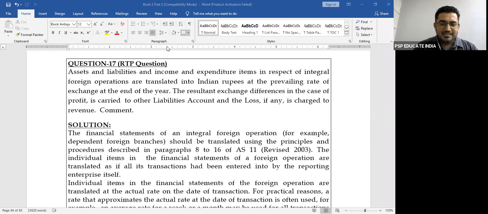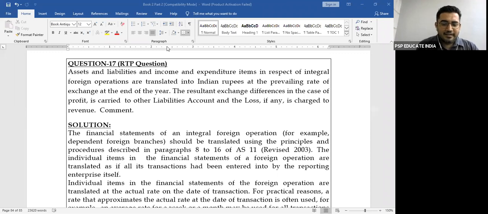So tell me, is the given statement true or false? Quickly on the chat box. Given two statements are true or false? False, of course. In case of the first one, your reply will be that you will not always take the spot rate. Sometimes you will take the opening rate, sometimes the closing rate, sometimes the actual rate, sometimes the average rate. You have different types of rates that you will be taking.